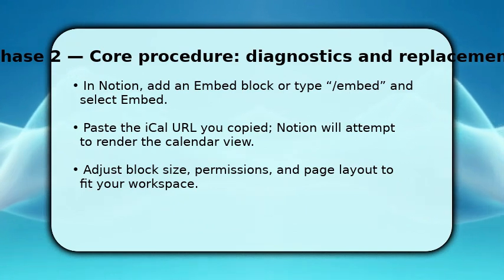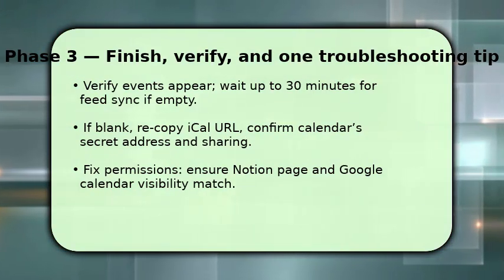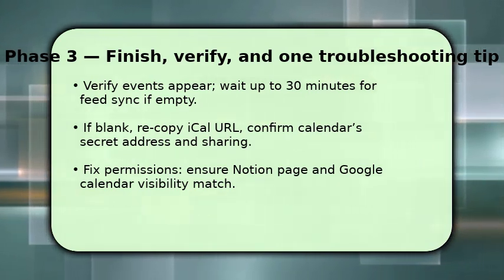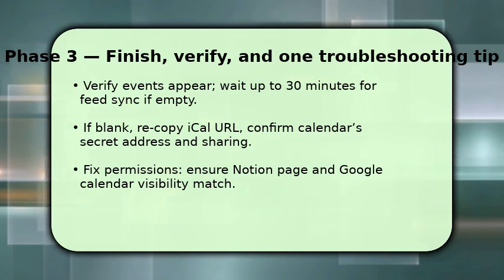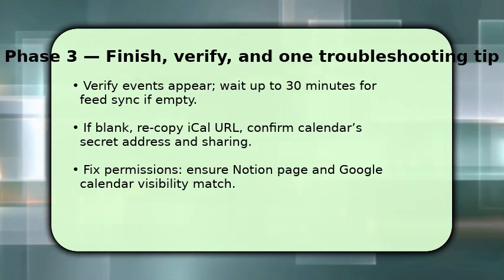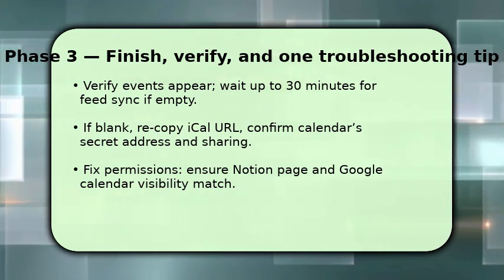Finish by confirming events show correctly and arranging the embed on the page. If events don't appear right away, wait up to 30 minutes because Notion pulls feeds on a schedule. Refreshing the page helps. If the embed stays blank, recheck the iCal URL and Google Calendar sharing.